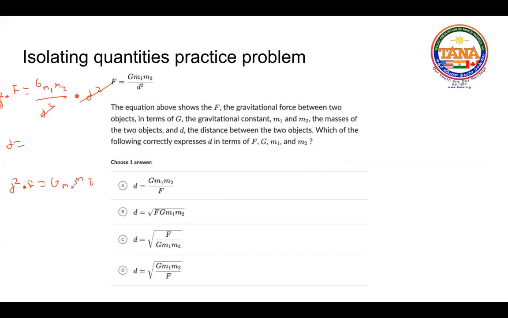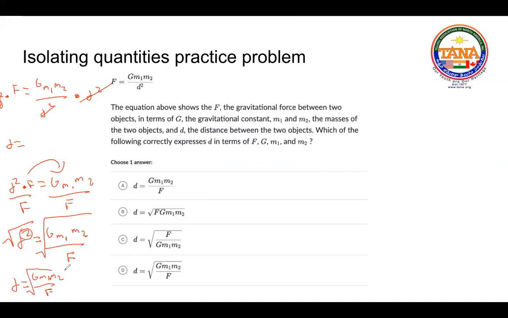And from there, you divide by F, because we want to get F on the other side. We want D by itself. So you have D squared equals G times mass 1 and mass 2 over F. And now you take the square root to get rid of this, because we want D by itself without anything else. So you have D equals G M1 M2 over F, and the whole thing square rooted. And that would be D.